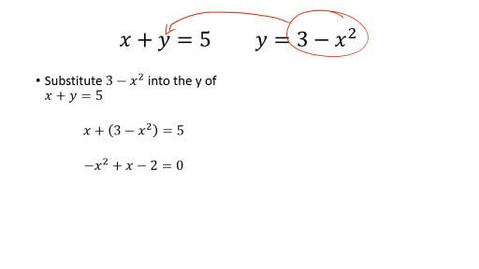And now that I have my quadratic function, I can try to factor it if you can. In this case, you can't factor it. Two numbers multiplied together get you a positive 2, added together get you a positive 1. Doesn't work. So that means we have to use our quadratic formula, or quadratic equation. So negative b plus or minus the square root of b squared minus 4ac all over 2a is something that you're going to have to do.